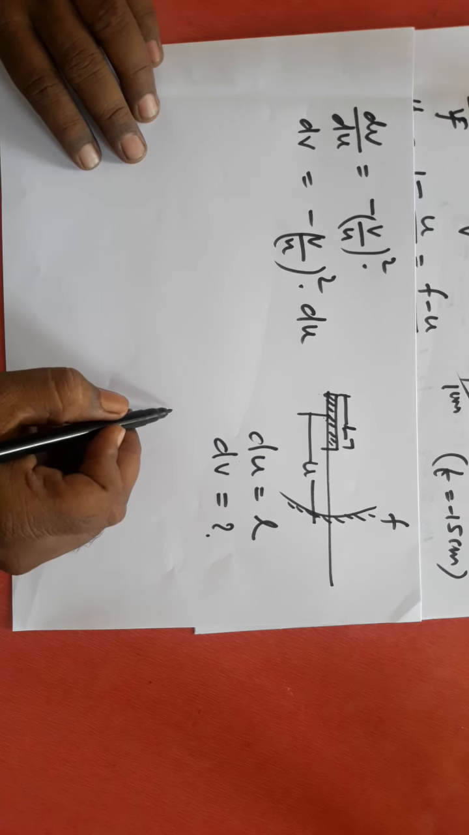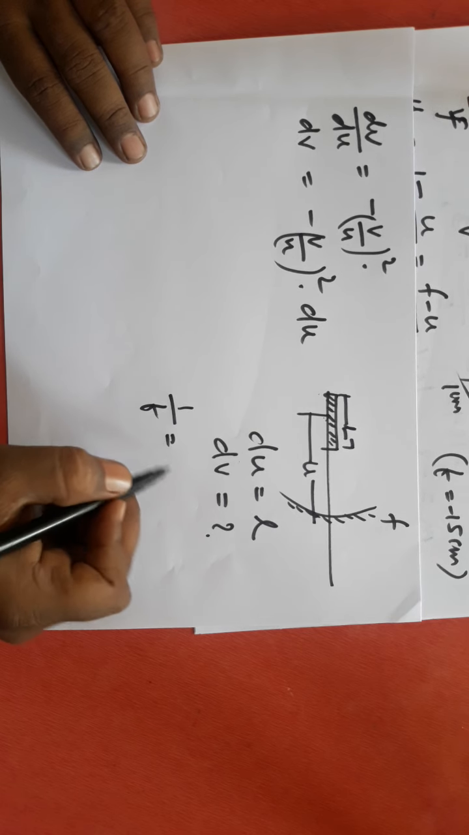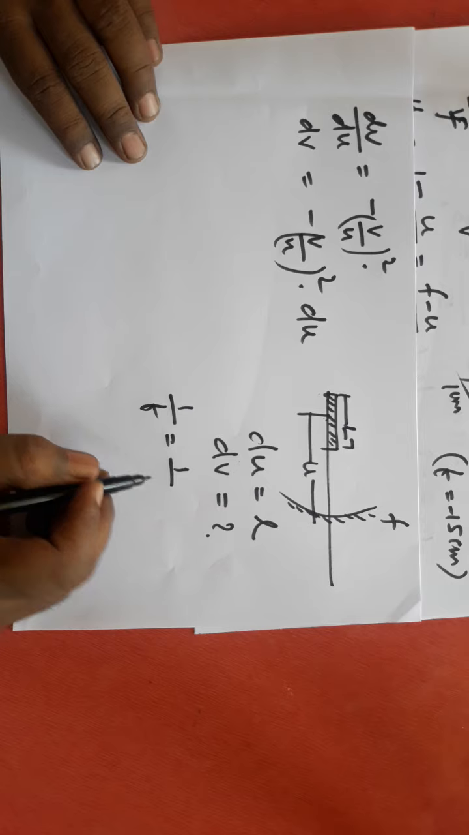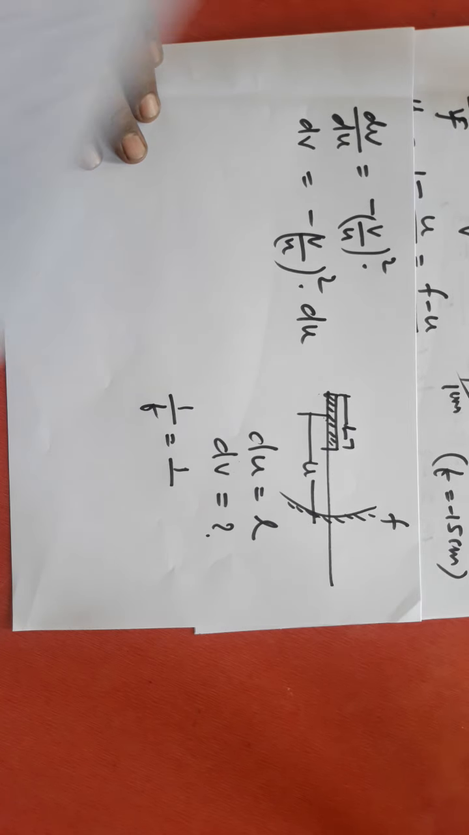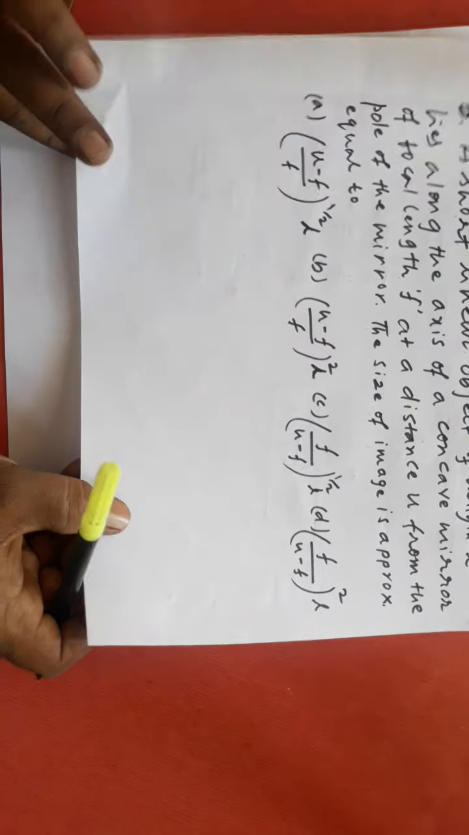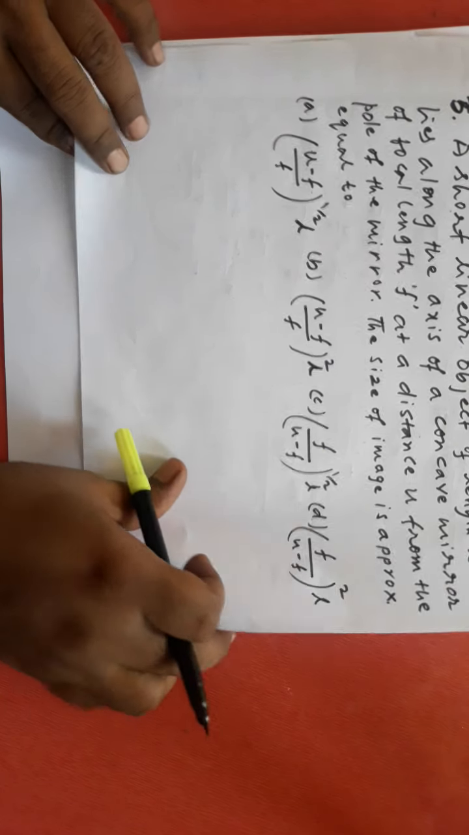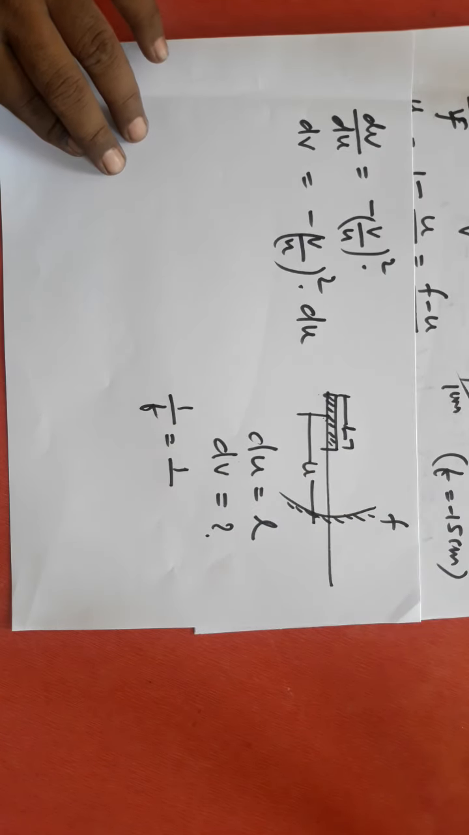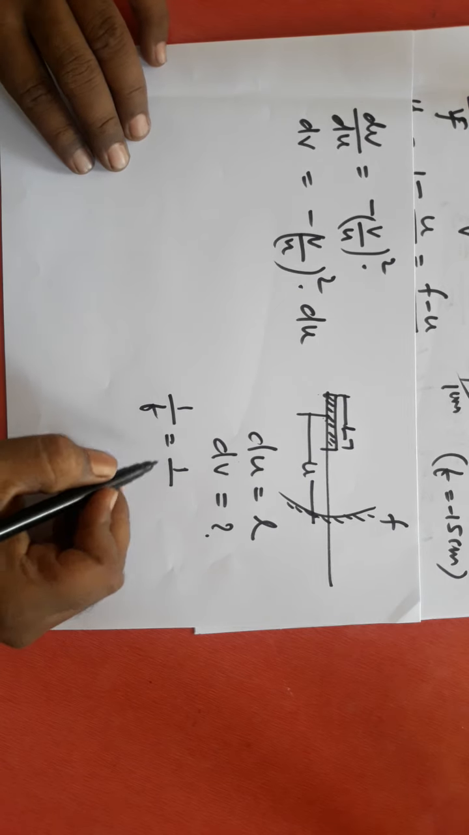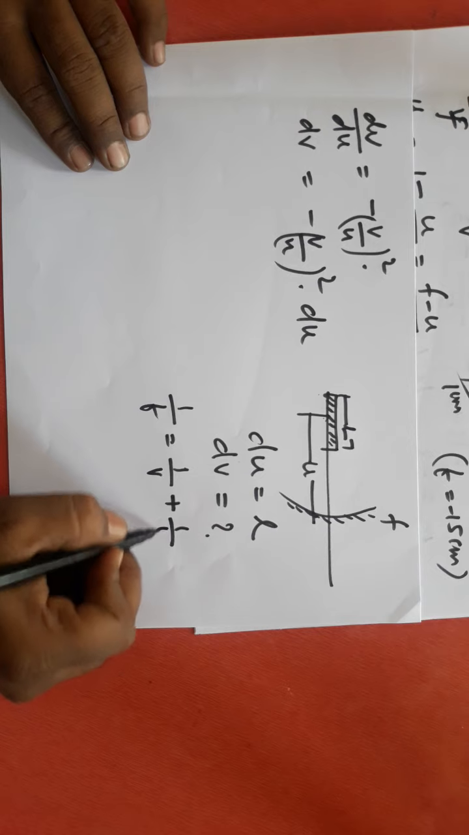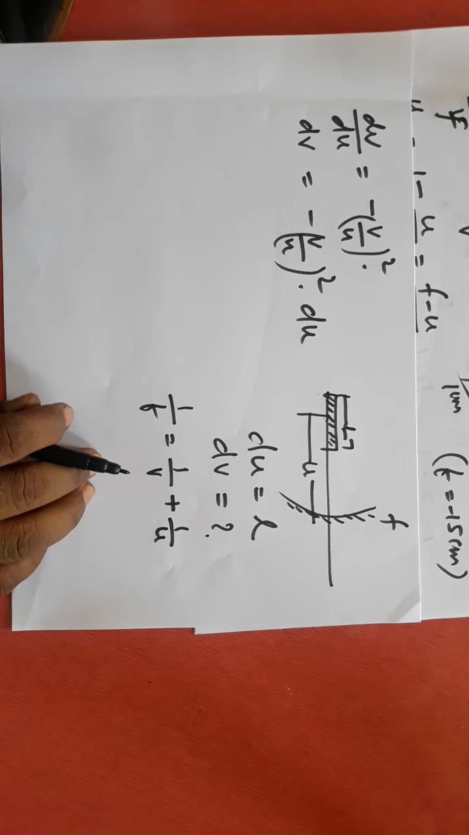Then it is 1 by f is equal to 1 by, one second, you observe the options. I want the answer only in terms of u and f. Okay, then for that purpose what we will do, we will multiply this equation, 1 by f is equal to 1 by v plus 1 by u. We will multiply this equation by u.